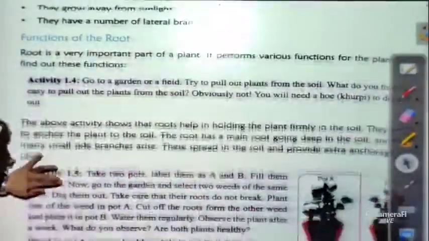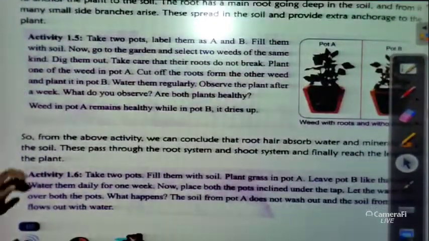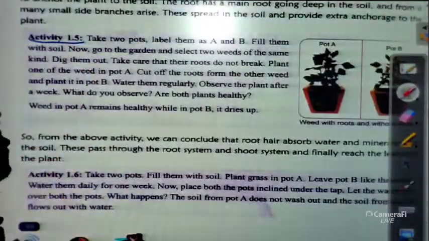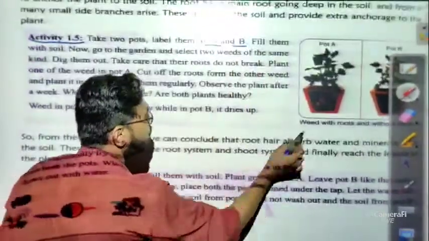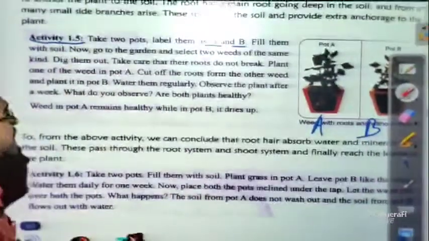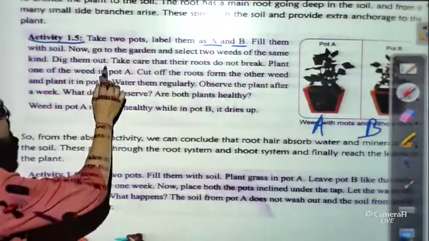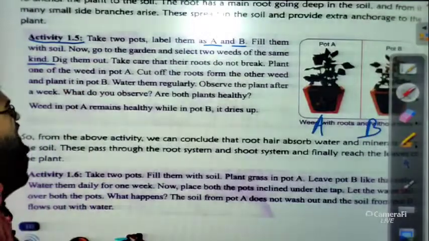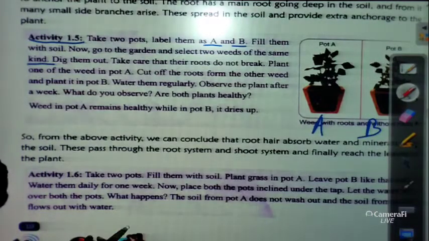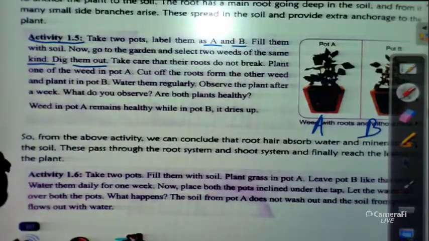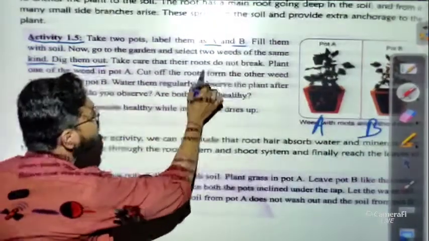Now let us discuss the next activity, which we call activity 1.5. This activity tells us to take two pots and label them A and B. Fill them with soil. Now go to the garden and select two weeds of the same kind. Dig the plants out and take care that their roots do not break.